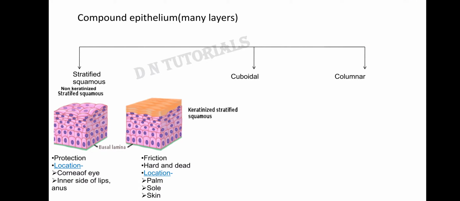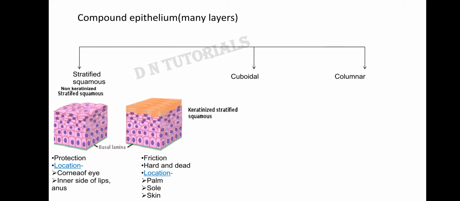Keratinized stratified squamous epithelium will be present at all those places where friction takes place. That means the layer has to be hard, and this layer is dead because of the presence of keratin. The location of keratinized stratified squamous epithelium is the palm, the sole and the skin. Now see, all these three locations are places where friction takes place. So wherever friction takes place, at all those places you have the presence of keratinized stratified squamous epithelium.